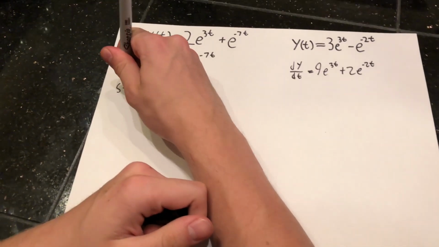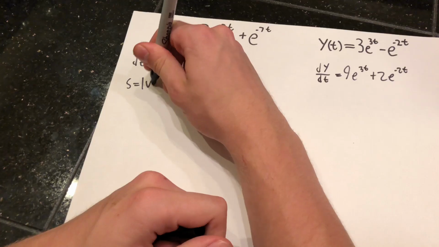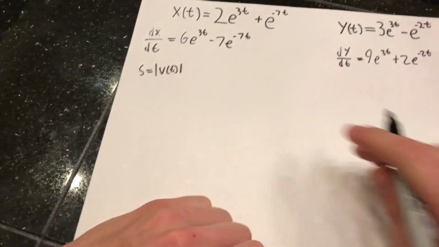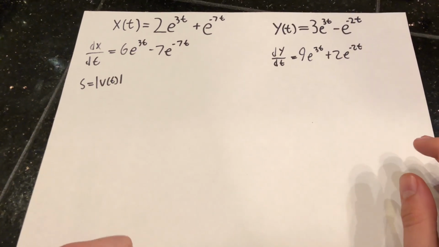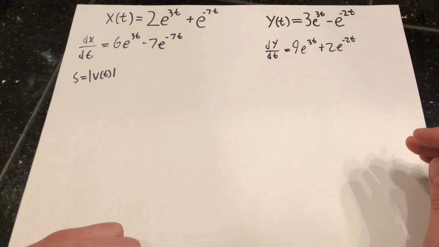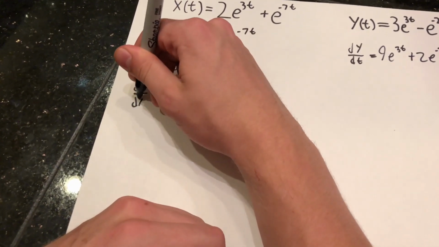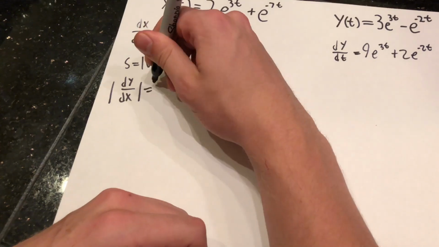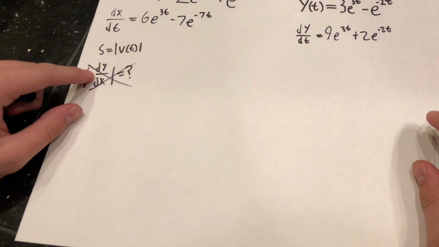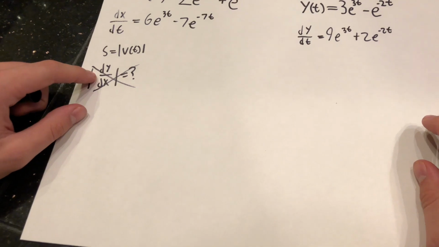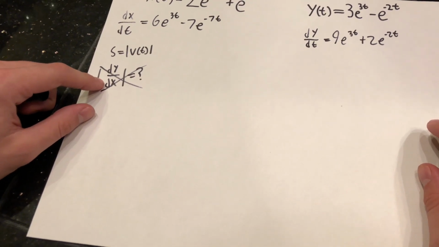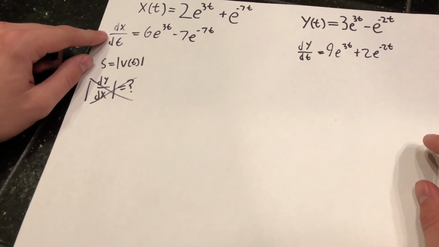Because speed is equal to the absolute value of velocity. Speed is a scalar. Speed doesn't have direction like velocity does. So would we just do dy over dx, absolute value? Wrong. See, dy over dx, that's the derivative with respect to x. We need speed with respect to time.